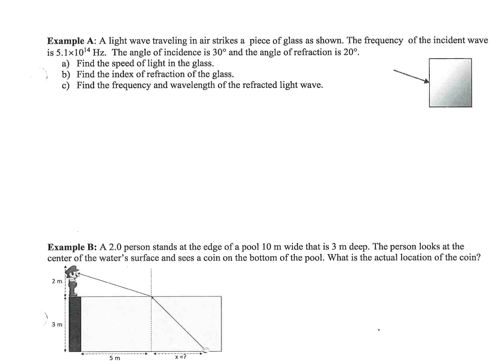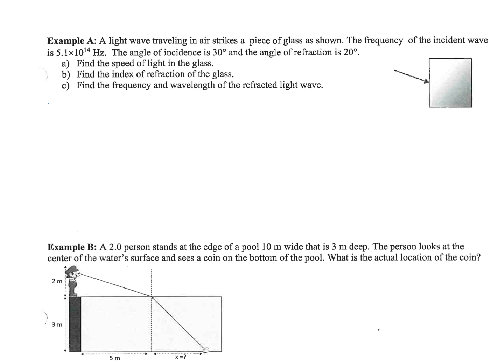All right, so let's look at an example. A light wave traveling in the air strikes a piece of glass. The frequency of the incident wave is 5.1 times 10 to the 14 hertz. Angle of incidence is 30 degrees. Angle of refraction is 20 degrees. So in part A, it says find the index of refraction of the glass.